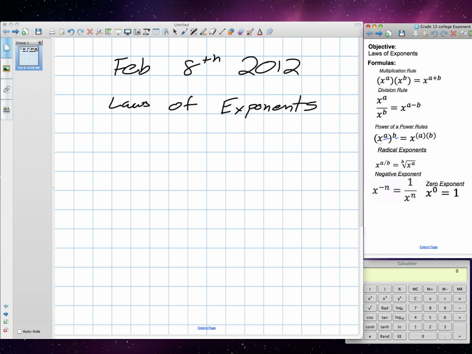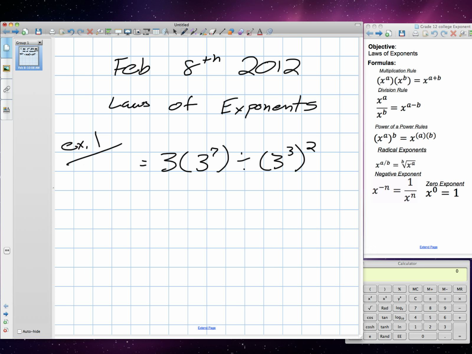So we'll go through a couple of these rules. I'll do 2a as an example using these. Okay. So question 2a. All right, example 1. This question reads 3 times 3 to the power of 7 divided by 3 to the power of 3, all to the power of 2. We're actually dealing with all of those rules, okay?